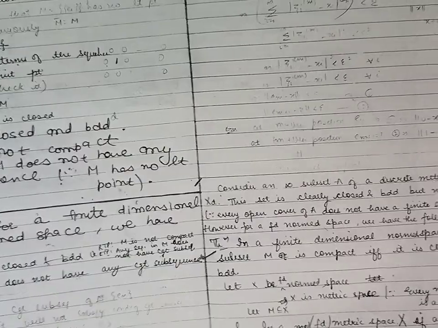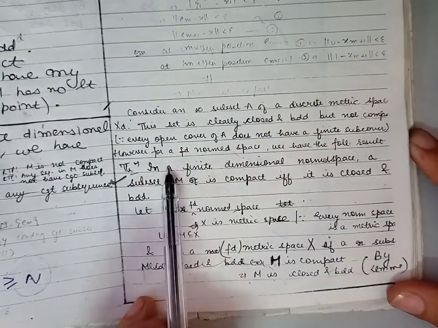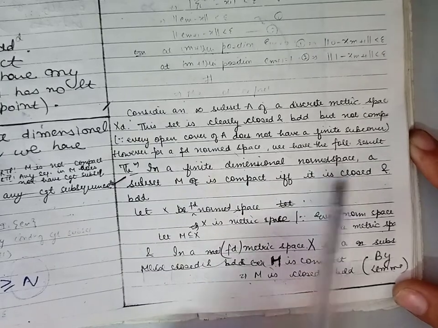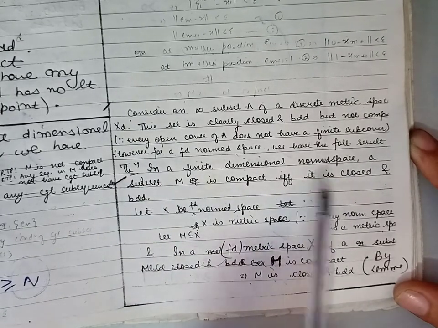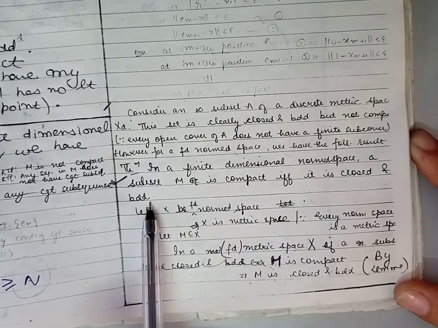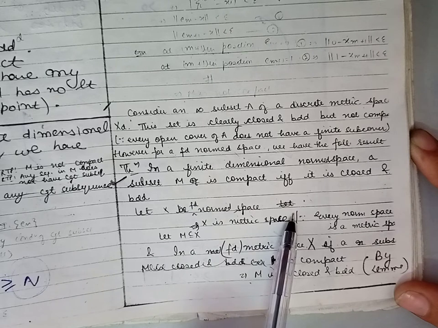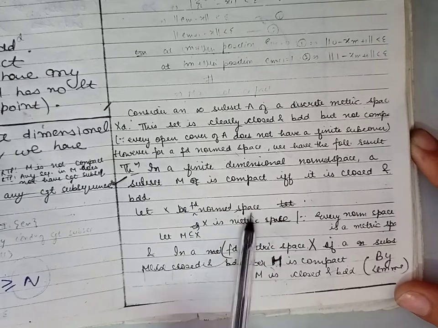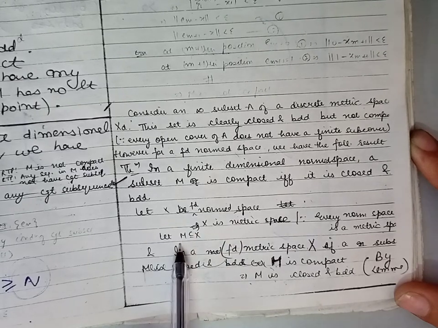So in case of finite dimensional normed spaces, we have the following theorem. In a finite dimensional normed space, a subset M is compact if and only if it is closed and bounded. So let us take X to be a finite dimensional normed space. Every normed space is a metric space, so X is also a metric space. Let us take M to be a subset of X.